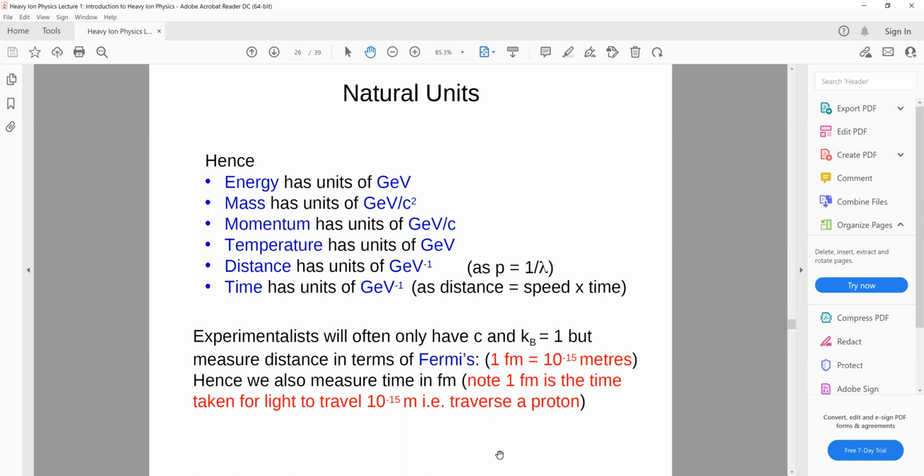So distance has the unit of GeV inverse. Okay. Distance has a unit of GeV inverse, this directly comes from the uncertainty relation, or even from de Broglie's wavelength, that if p is 1 by lambda, that means lambda is measured in terms of length scale, where p now has the same dimension as energy, so that will be measured in terms of energy scale. So p will be in GeV and lambda will be GeV inverse. Okay, time also has a unit of GeV inverse, because you know distance is speed into time, but then speed is unitless. So distance and time have the same unit.